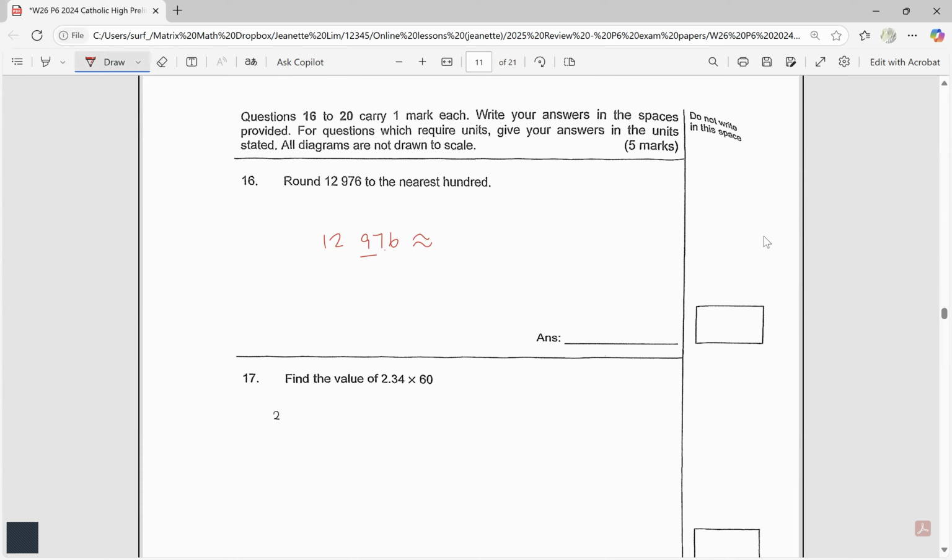Because it's a 7 behind, right? So you need to round it up. But because it's a 9, it will change the 12 to 13,000. So this is the nearest 100. Okay, so the 7 causes it to round up to the next 100. But after 9 it will change to a 3,000 instead.